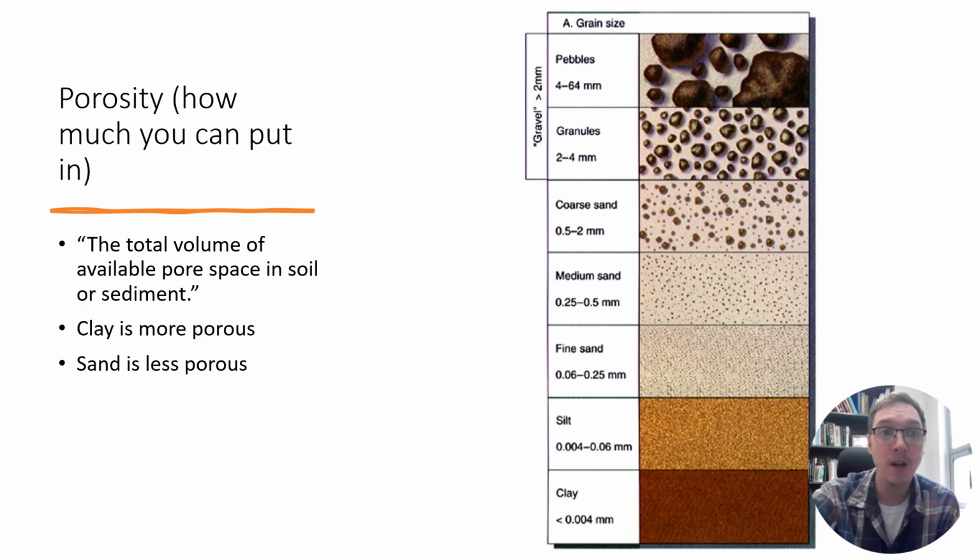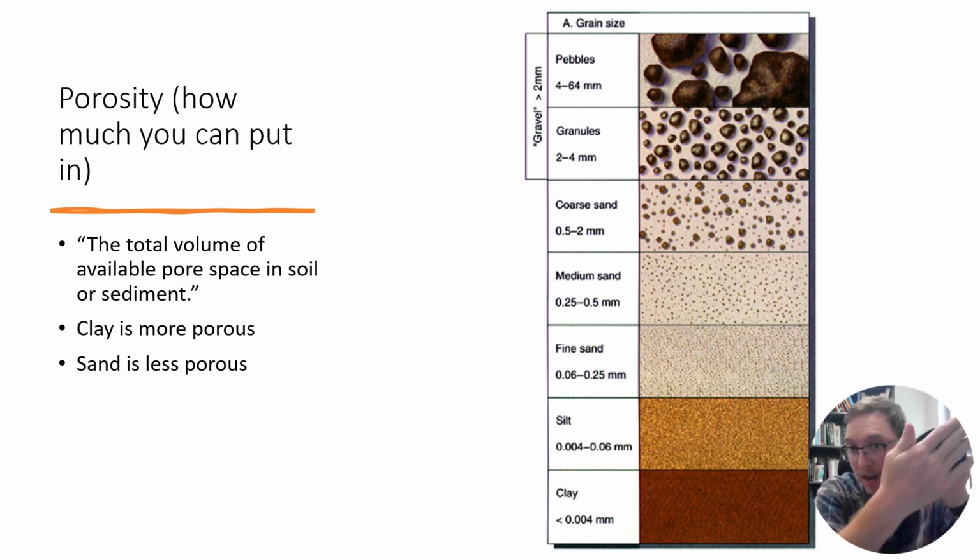So for porosity, we think of it as how much can you put in. It's the total volume of available pore space in soil or sediment. Now, let's think of it in terms of a cup. If we were dealing with clay, for example, I could fill this cup full of clay all the way to the top. And 50% of the volume of this cup would be occupied by sediment. I could fill another 50% to the top with water. So half of the volume would be clay, half of the volume would be water.